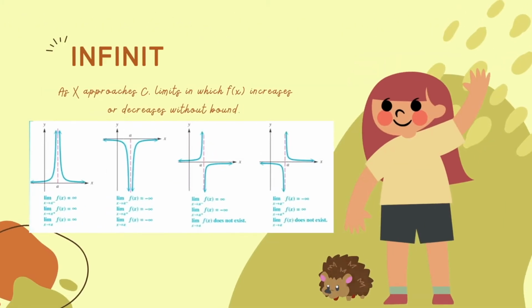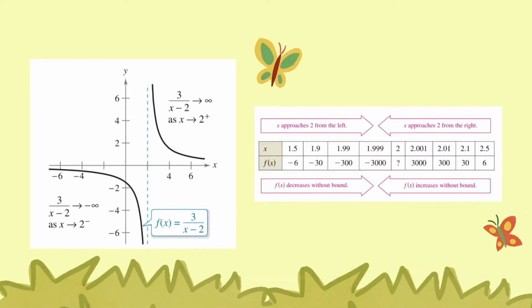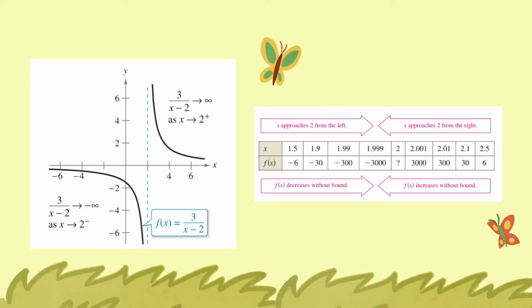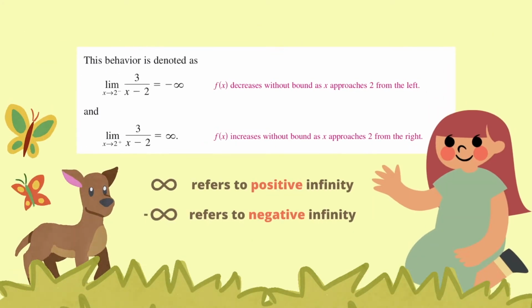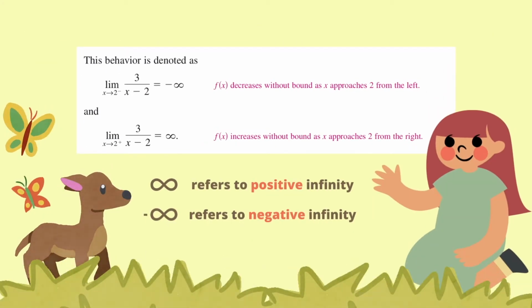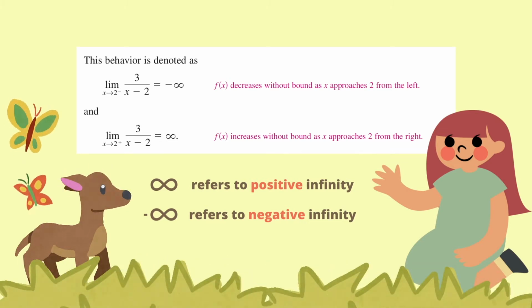Infinite limits is a limit in which f(x) increases or decreases without bound as x approaches c. From the graph as well as the table, you can see that f(x) decreases without bound as x approaches 2 from the left and increases without bound as x approaches from the right. This unbounded condition can be described as an infinite limit. Hence, we can denote the behavior of f(x) as x approaches 2 from the left and from the right as negative and positive infinity. However, the equal sign in the statement does not mean that the limit exists.